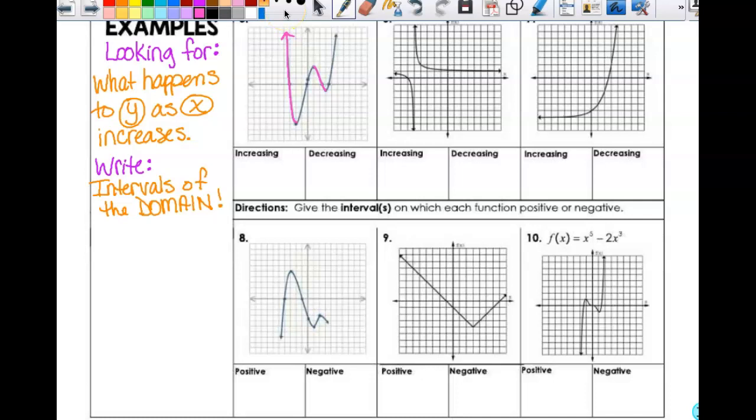So I start out here on my x-axis at negative infinity. I go until here where x is negative 2. Then I start back over where x is 1, and I go to where x is 3. You write about the domain. We're talking about the range, or talking about the y's, basically.